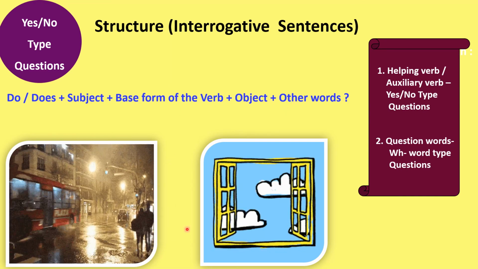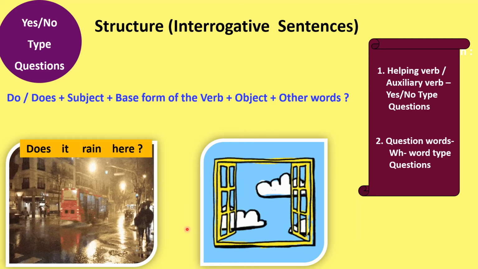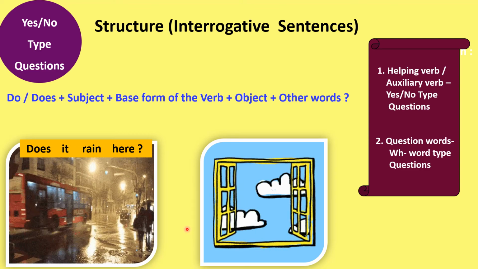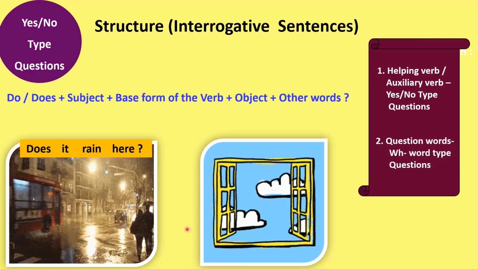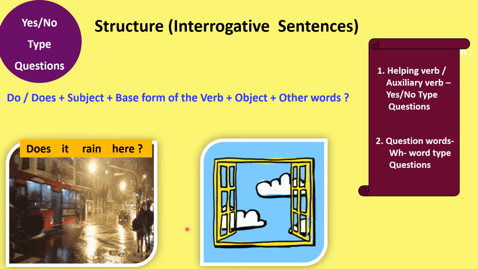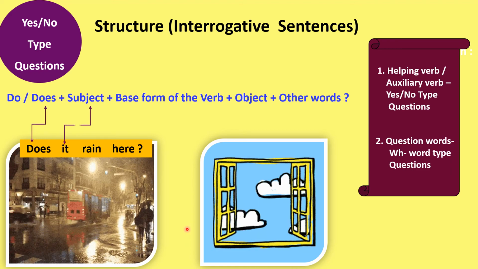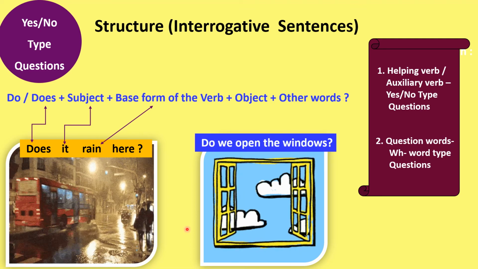And there are two pictures and we're going to frame two sentences. The first one, does it rain here? Your answer will be yes, it rains, or you will say no, it does not rain. So when you frame a question with yes or no type, you have to begin with does or do, followed by subject and the base form of the verb.